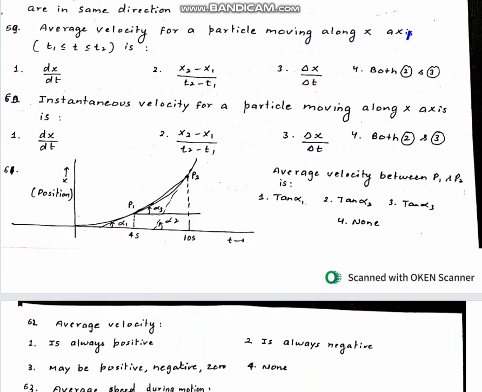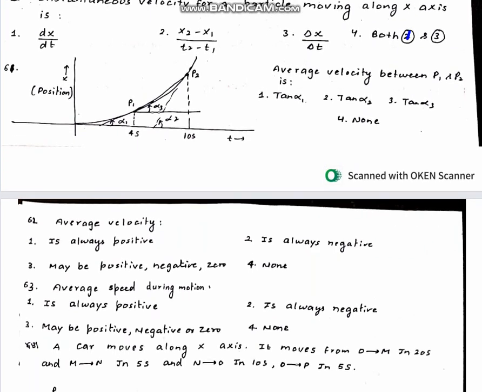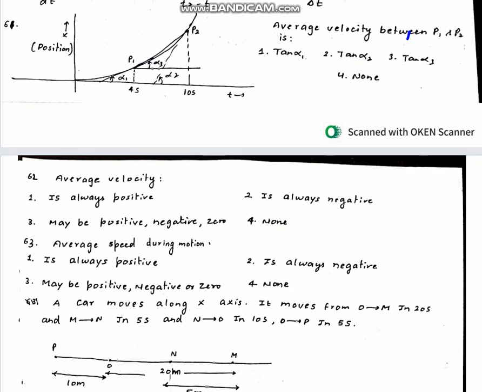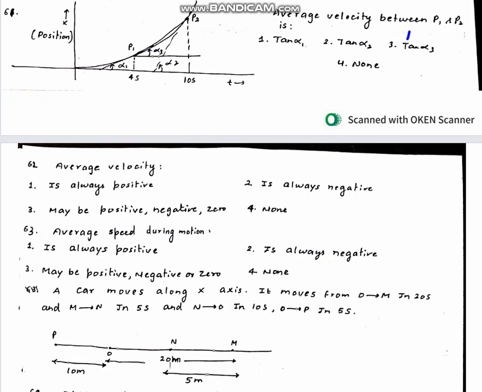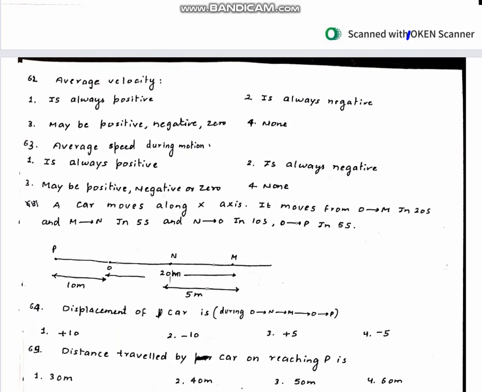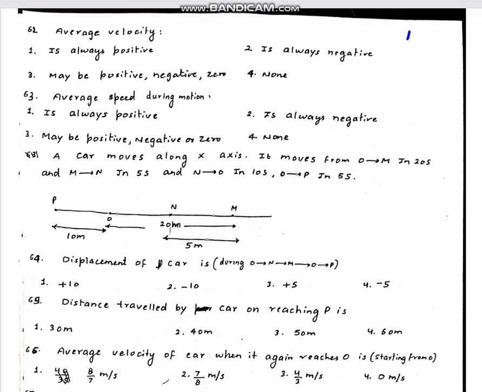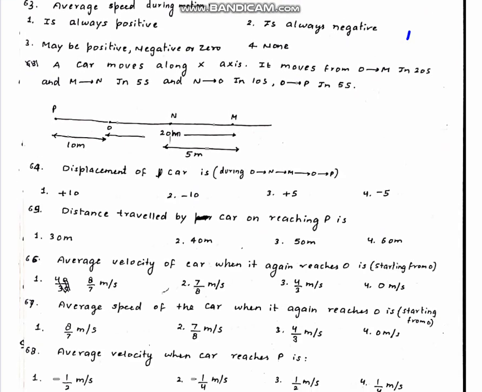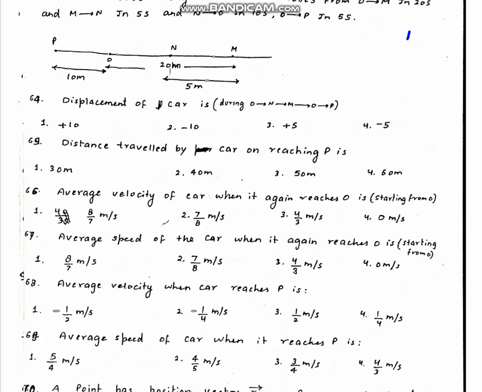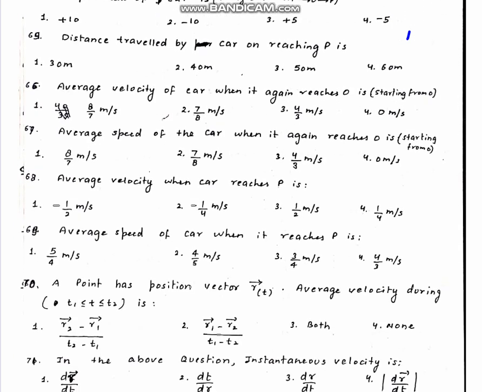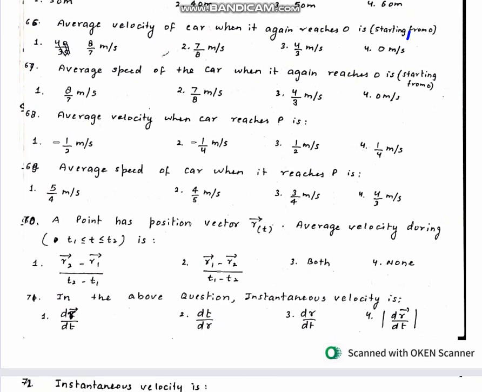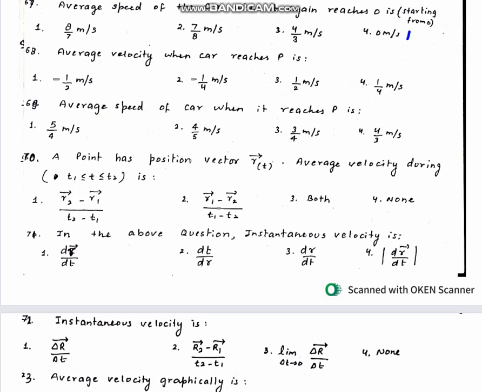Then we have the definition of average velocity, then instantaneous velocity. Then we have a graph and we need to find average velocity using the slope of the graph. Then we have a concept related to average velocity, average speed. Then we have a numerical based on certain points. We need to find displacement, distance, average velocity, average speed, average velocity when it reaches P, average speed.